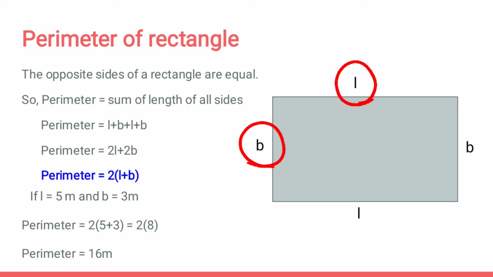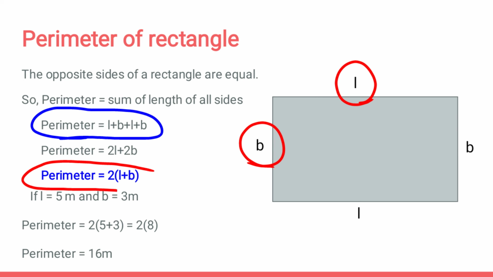L plus B plus L plus B. Now if we simplify this, we will get perimeter is equal to twice of length plus breadth, or 2(L plus B).